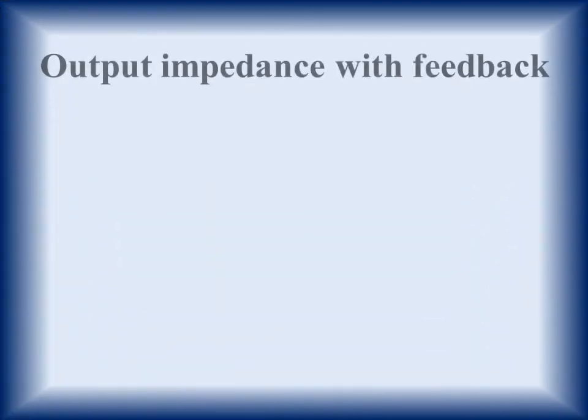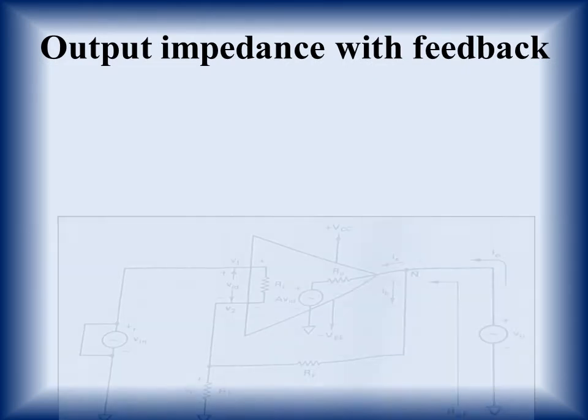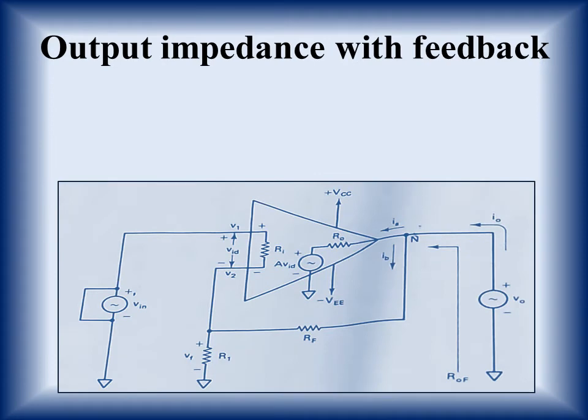Now next is output impedance with feedback. So again we have taken the same circuit using equivalent circuit of an op-amp, but in the diagram you can see that we have shorted the input signal, and in place we have also applied an additional signal voltage V naught in the output. Why this we have done, we will discuss now.